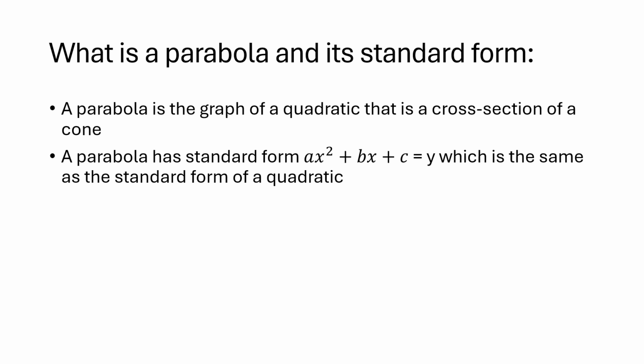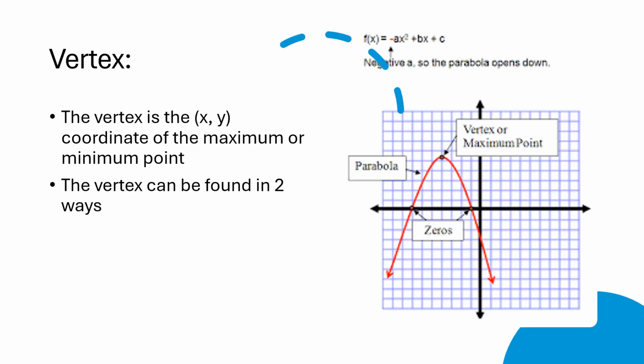First of all, let's start with what is a parabola and its standard form. The parabola is the graph of a quadratic and is the cross-section of a cone, which is why it's called a conic. A parabola has standard form ax squared plus bx plus c is equal to y. The vertex is the x, y coordinate of the maximum or minimum point. So for this graph, that is the vertex. And you can see that it's the highest point in every point of the parabola.